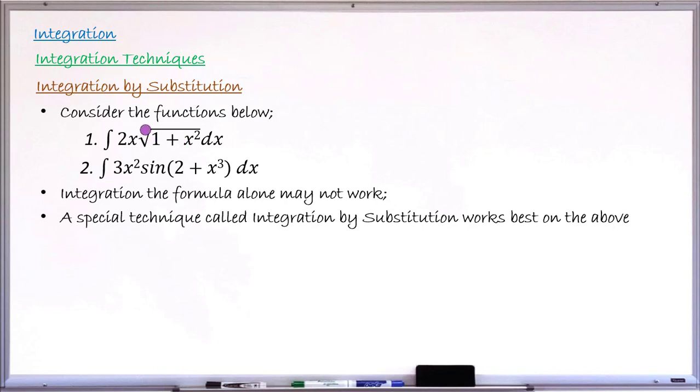Number one, it is a product of two functions. That is, I can take 2x as one function, and the root of 1 plus x squared as another function. So you can see this as a product of two functions. Then number two, you have to take note: the second function here can be a function of another function.